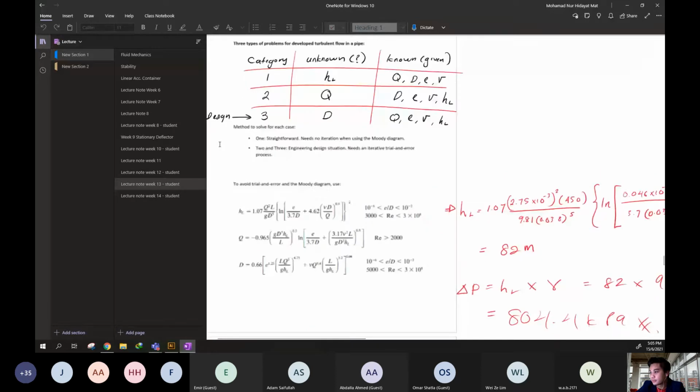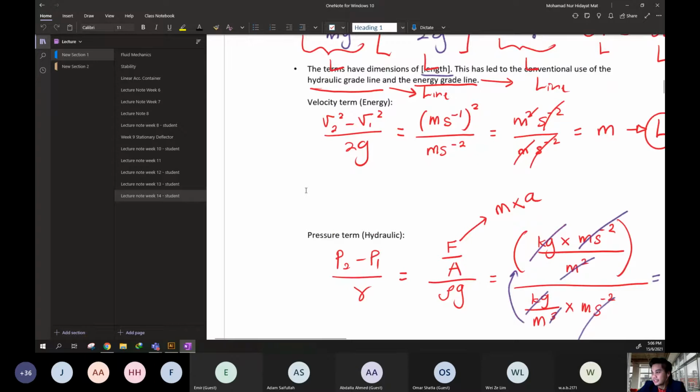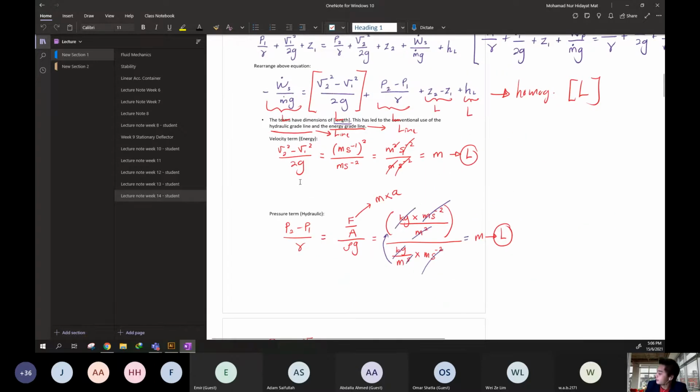Okay, can you see the major losses, where we need to provide the diameter when given Q, the flow rate, the relative roughness, the velocity and the head loss. This is category number 3, which is the hardest part, where you need to design. You need to propose the diameter that will protect the pipe from cavitation, for this case. So this falls under category number 3.